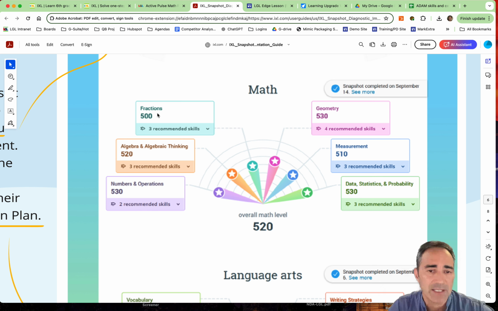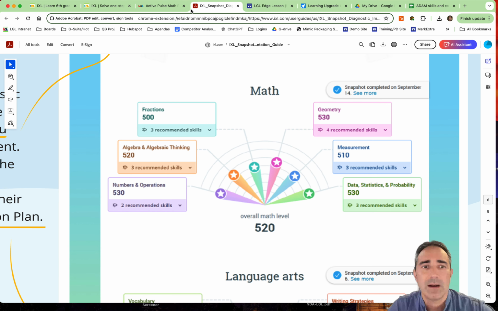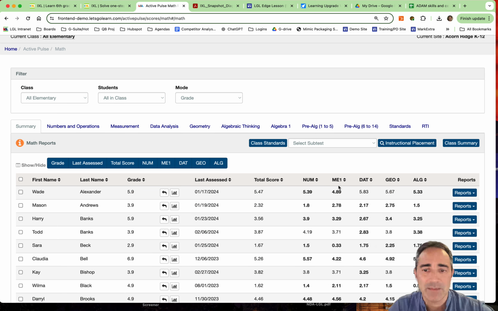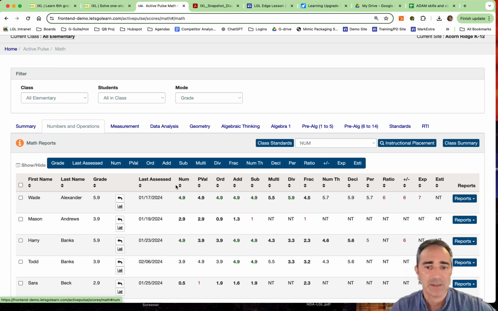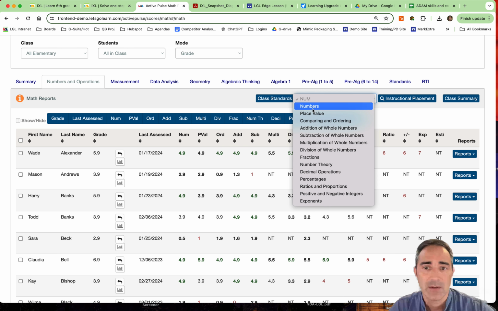Now, this is good. Fractions is an individual subtest, but the rest of these are broad strands. When you look at our assessment, we have these strands too: numbers and operations, measurements, data analysis, geometry, algebra. We give students individual scores, but each one we break up. If I take a look at numbers and operations, we see numbers, place value, ordering, addition, subtraction, multiplication.